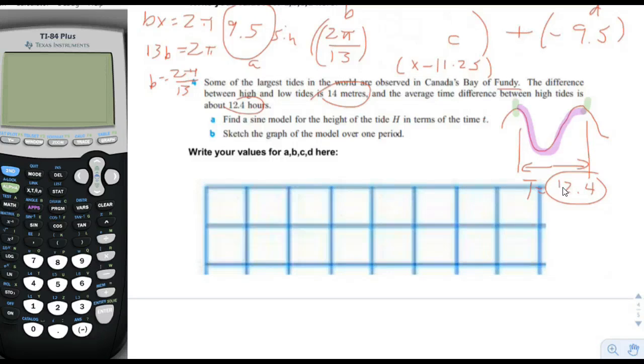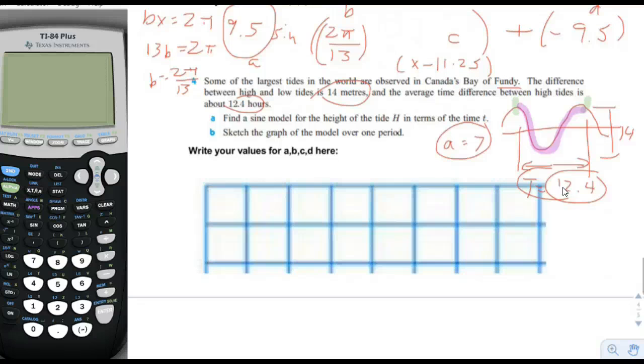What other information do we know? The difference between high and low tides is 14 meters. So this is 14 meters. So what is the amplitude? The amplitude is half that, right? Because the amplitude goes from the middle to the max or from middle to the min. So that would be 7. So A would be 7. T would be 12.4. Well, what else do we know? Find a sine model for the height of the tide h in terms of time t.